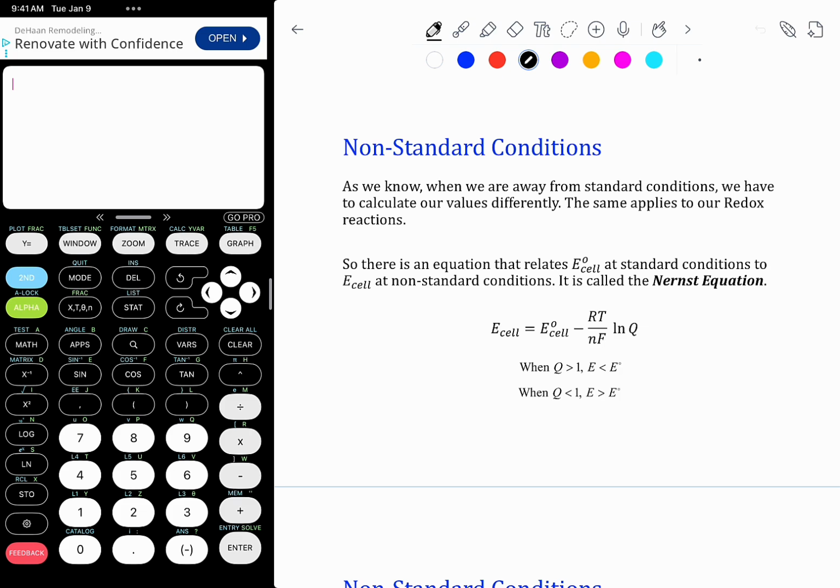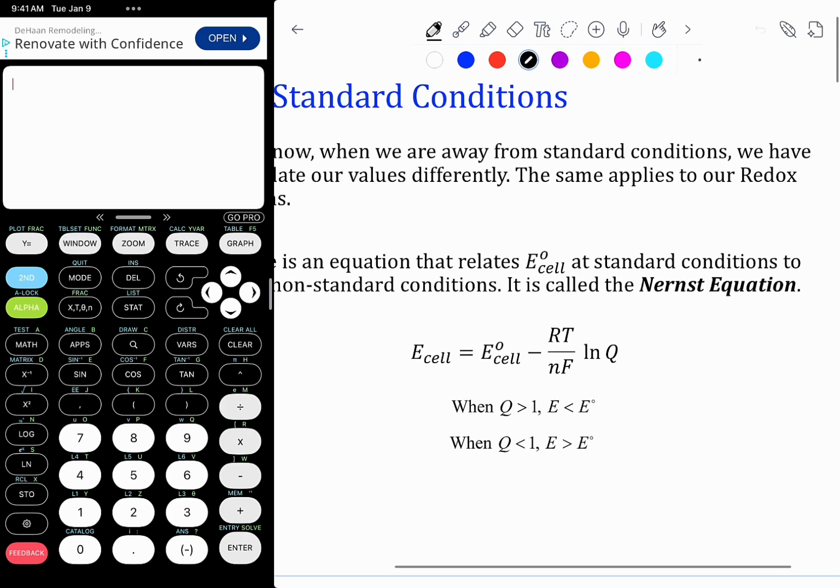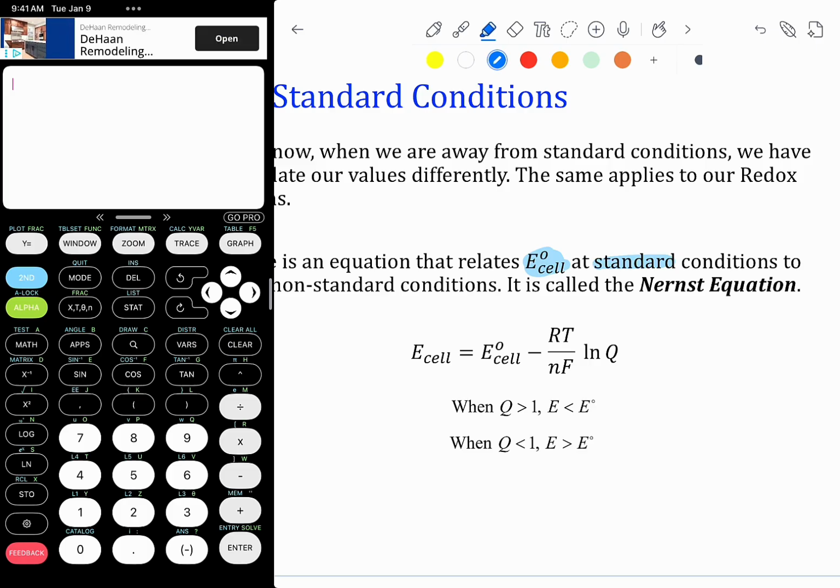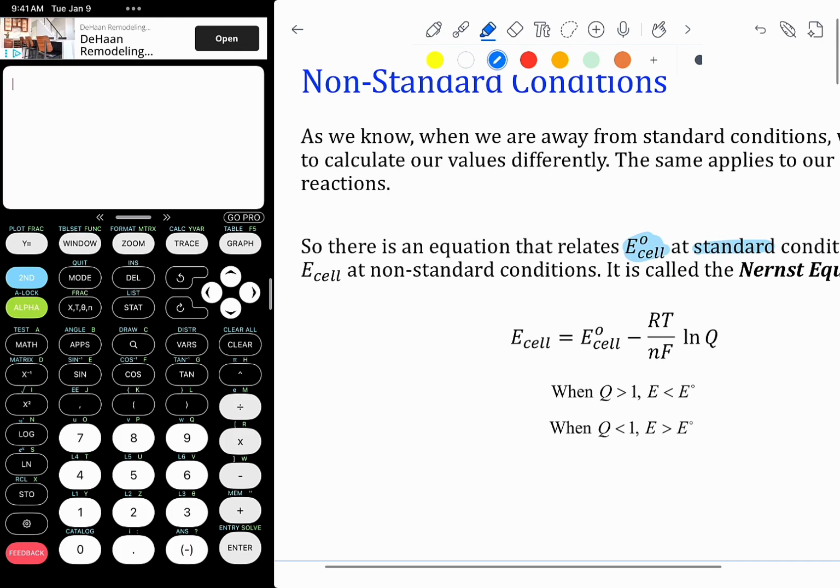So when we have our E cell naught, okay, that's our standard condition. So we have E cell naught, we have that naught value, we're going to be looking at our standard conditions. We still have to use that E cell naught, we still have to use that standard E cell when we're calculating our non-standard conditions, but we have to account for the non-standard. So when we're looking at non-standard, we're just looking at E cell with no naught value. So this is saying that it's non-standard.